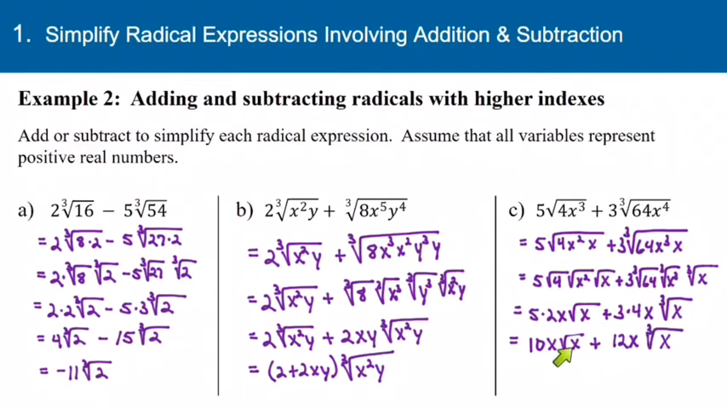And now we have simplified each of these radicals, but this is as far as we can go because this one is a square root and this one is a cube root like we said earlier. So these two cannot be combined.